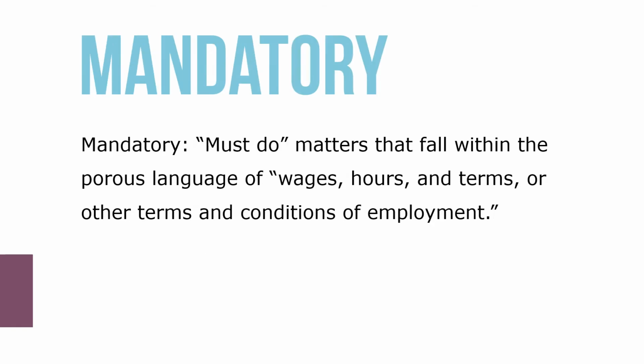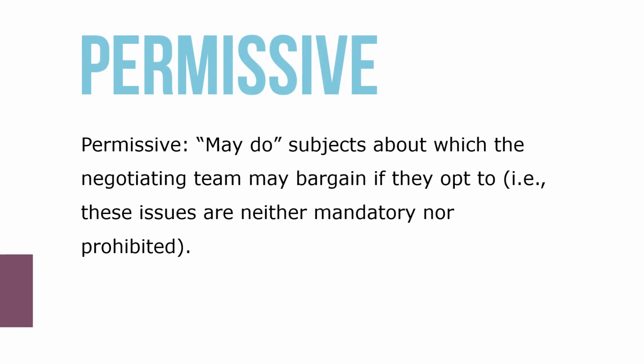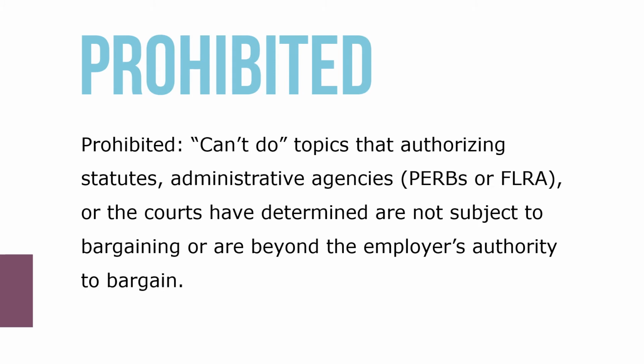Mandatory issues are must-do matters that fall within the language of wages, hours, and terms, or other terms and conditions of employment. Permissive, may-do subjects about which negotiating teams may bargain if they opt to. These issues are neither mandatory or prohibited. Prohibited, can't-do topics that authorized statutes, administrative agencies, or the courts have determined are not subject to bargaining or beyond the employer's authority to bargain.